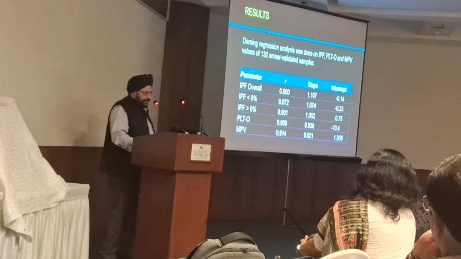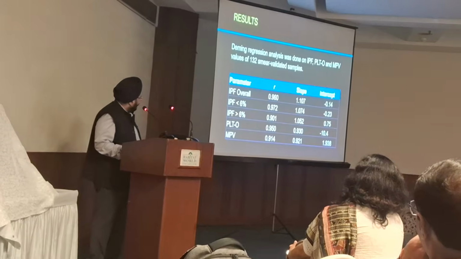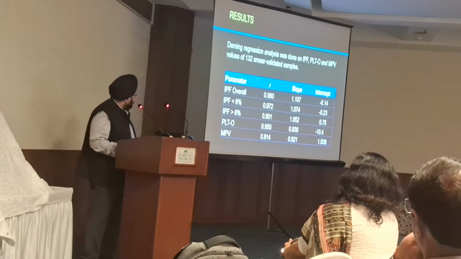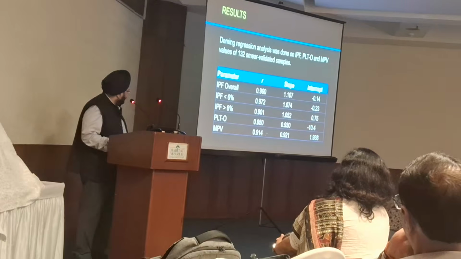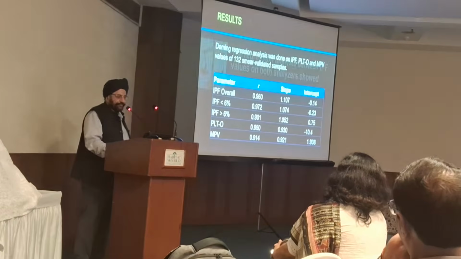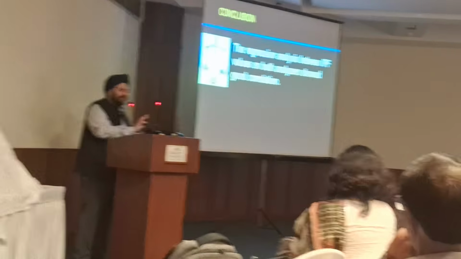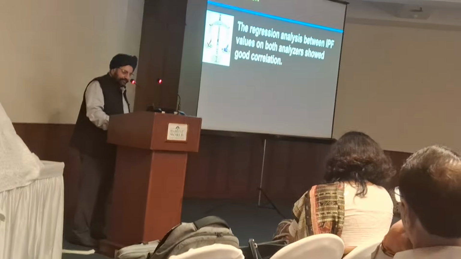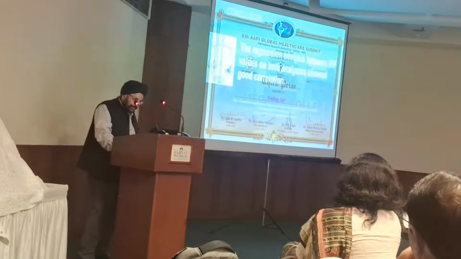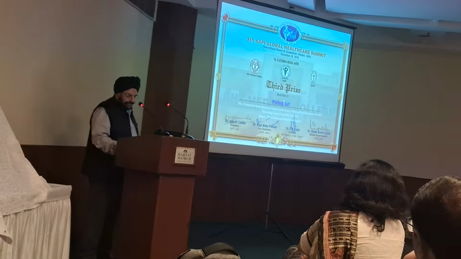If you can see the Deming regression curves, the IPF overall R value was 0.960, for less than 6 was 0.972, for more than 6 was 0.901. Even optical platelet and mean platelet values showed good correlation. So broadly there was not much difference. The biological reference intervals could be different, but broadly the trend analysis across both analyzers was pretty similar. So we got a 3rd prize for this at the API Global Healthcare Summit.